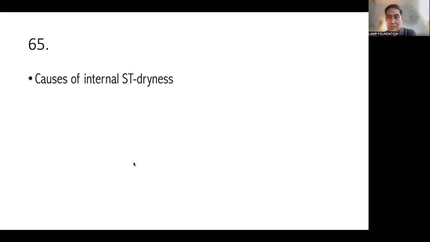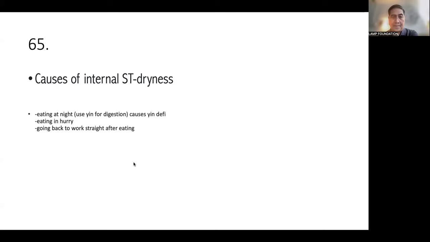Bakit nagkakaroon ng internal stomach dryness ang mga tao? Eating at night, because it uses the yin for digestion, causes yin deficiency. Also eating in a hurry and going back to work straight after eating. Very good. Sino ba nakaka-relate nito? I'm sure madami. Pag marami kang ginagawa, pagkakain, trabaho ka agad, no? This can cause stomach dryness, internal stomach dryness, or stomach yin deficiency.